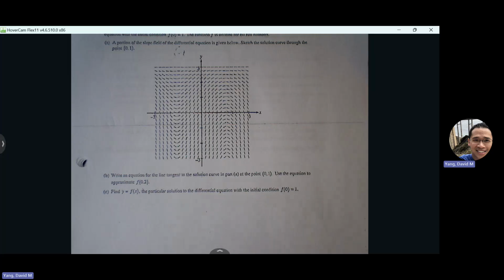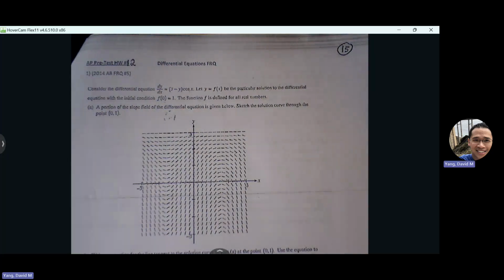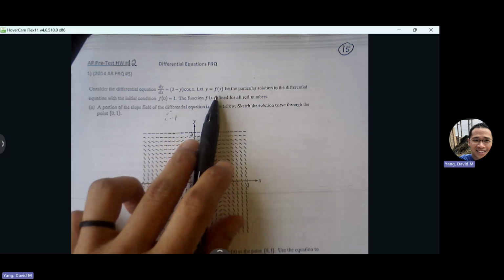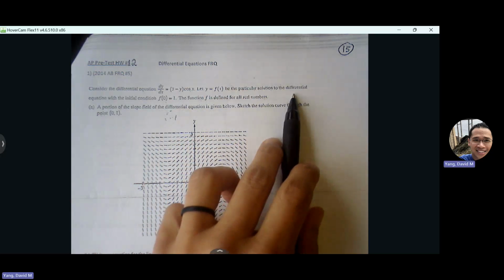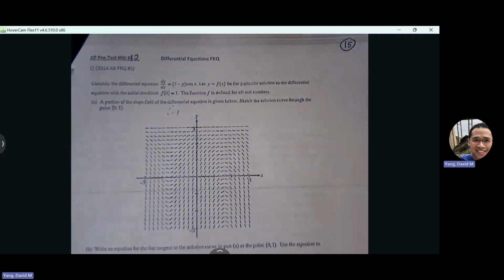All right, so page 15. Consider the differential equation dy/dx equals 3 minus y cosine x. Let f of x be the particular solution to the differential equation. So we know that this is a slope field for that differential equation. Part A: a portion of the slope field for a differential equation is given. Sketch the solution curve through the point (0, 1).